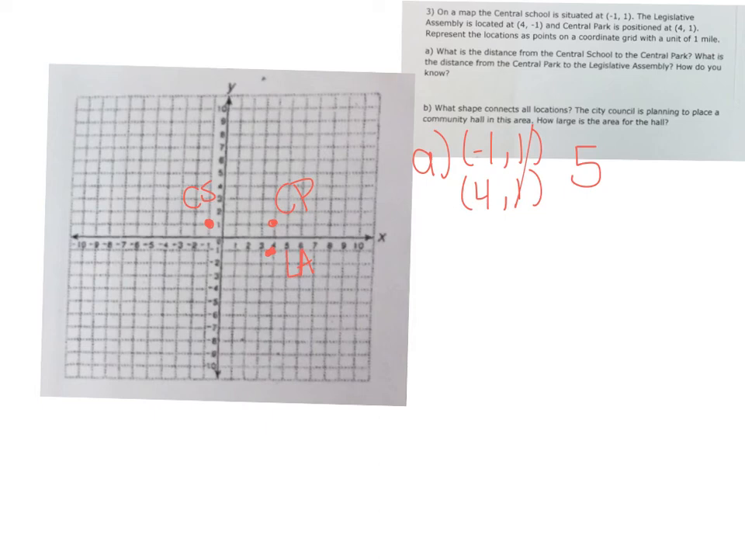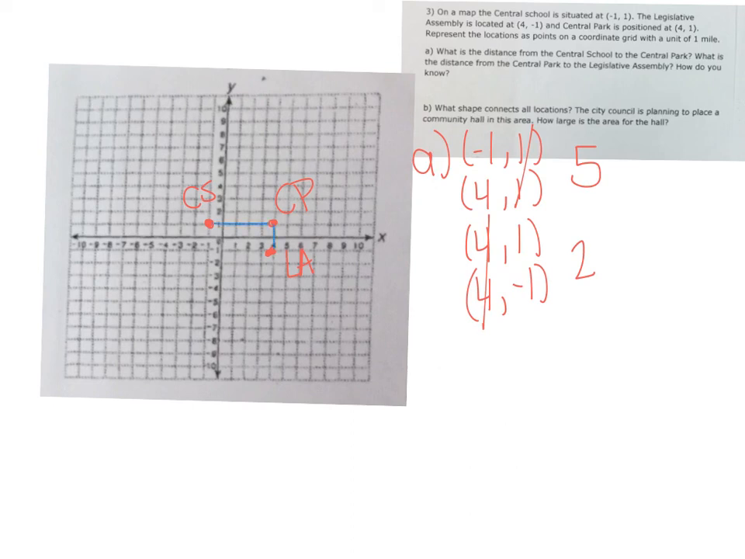It also asks what is the distance from the Central Park to the Legislative Assembly. So Central Park is 4, 1. The Legislative Assembly is 4, -1. So those are the same. These are my different ones, 1 and -1, and 1 plus 1 is 2. It said, how do you know? Well, we looked at our coordinates and we figured out the difference, or the total amount of units they are from one another.